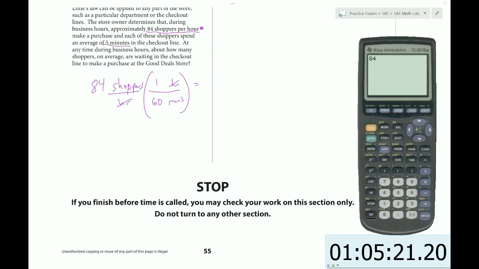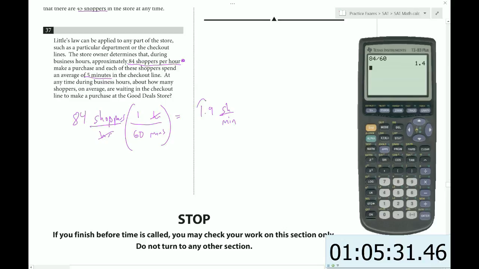Calculator will help with that. 84 divided by 60 gives 1.4. 1.4 shoppers per minute. And we have that for 5 minutes. We multiply according to Little's Law, and we end up with 1.4 times 5, and we end up with 7 shoppers. So the answer would be 7.